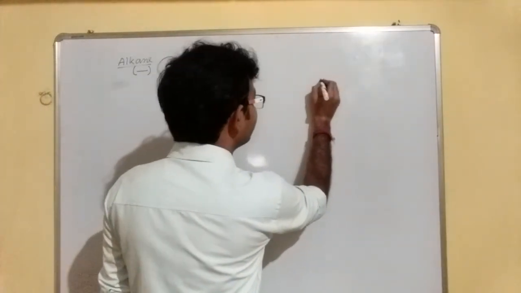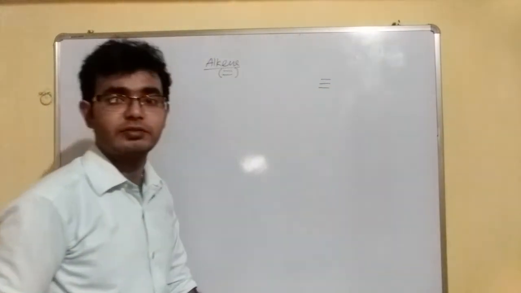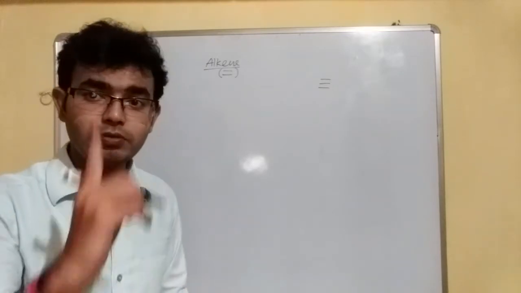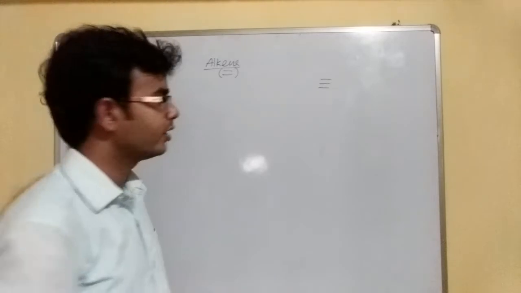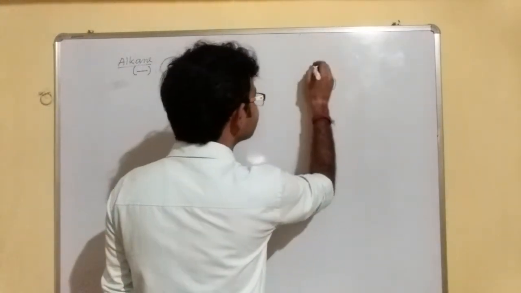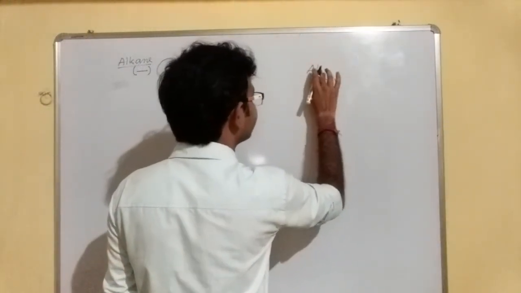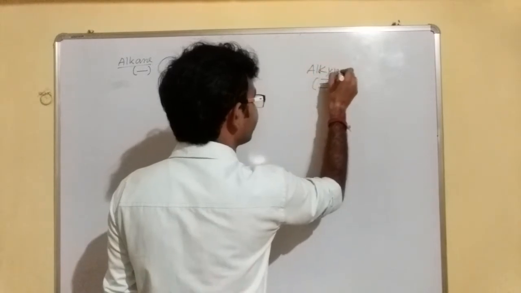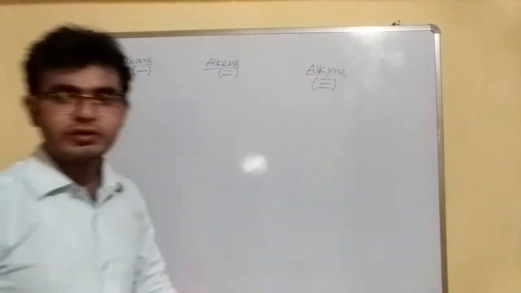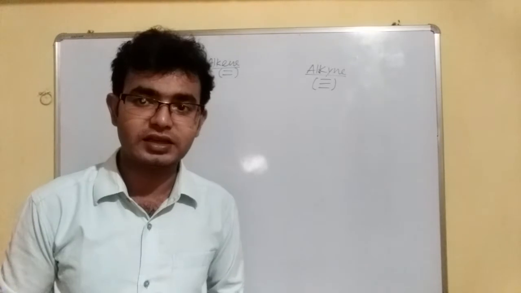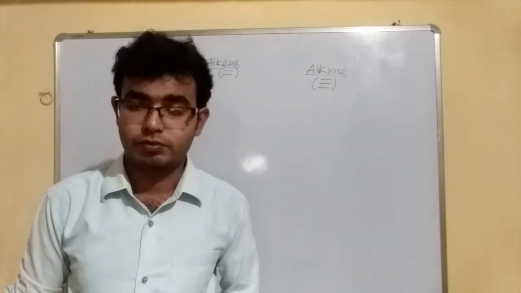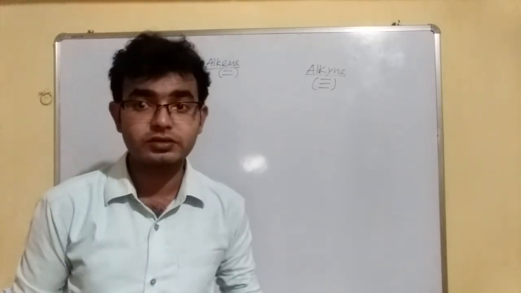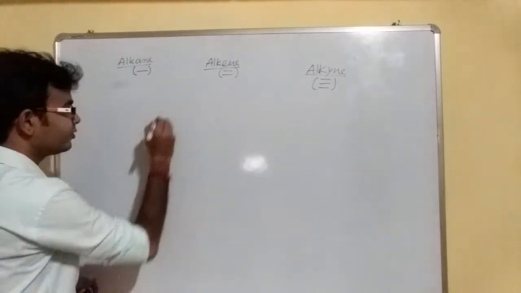Now, if any of the bonds in between two carbon atoms is a triple bond, कार्बन चेन के अंदर कोई भी एक बॉन्ड अगर ट्रिपल बॉन्ड होगा, then it will be considered as alkyne. Now, easily you can identify whether the carbon chain is categorized as alkane, alkene, or alkyne by looking at its structure. Now I am giving you some examples.